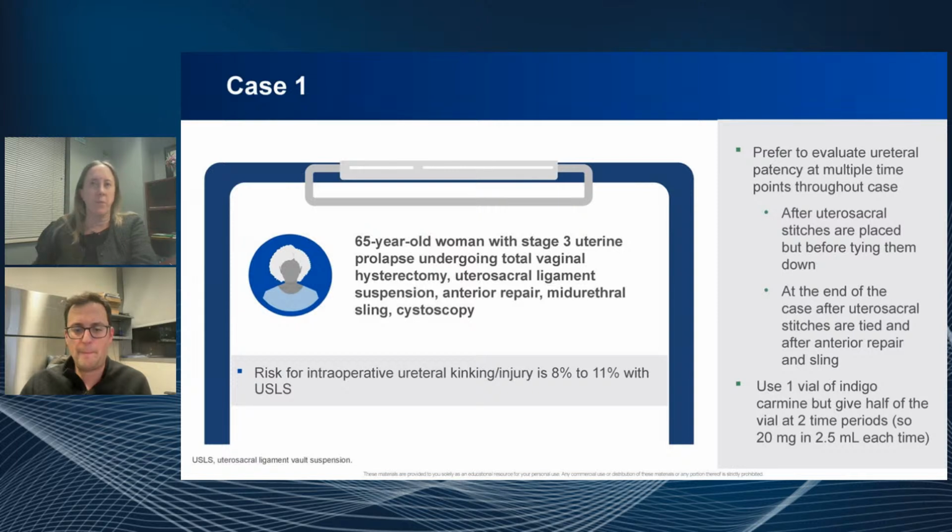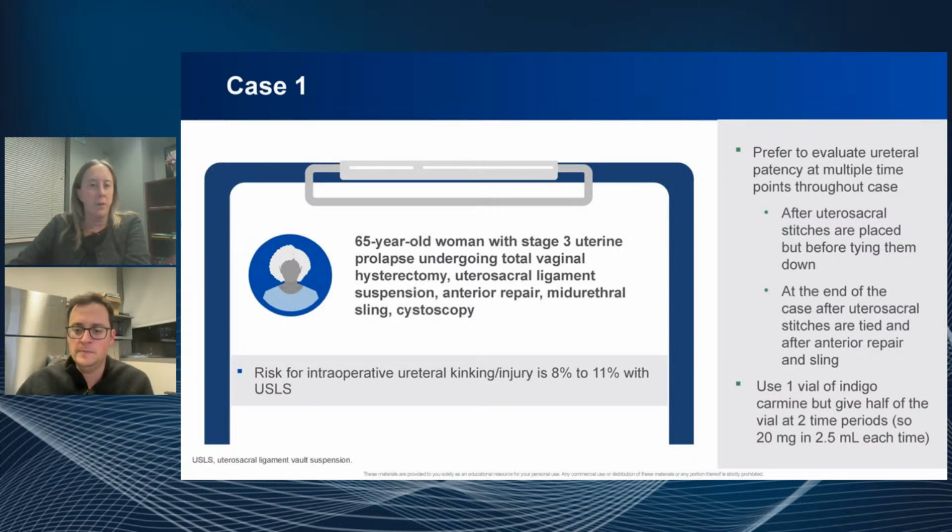Perfect. So I think this is the perfect case to think through, because this is really the bread and butter for your gynecologist. It's a vaginal native tissue repair. But there are multiple steps to this procedure where ureteral injury is possible. It could happen during the vaginal hysterectomy. It could happen during the uterosacral ligament suspension when we put those high sutures in, potentially during the anterior repair, and also potentially during the midurethral sling.